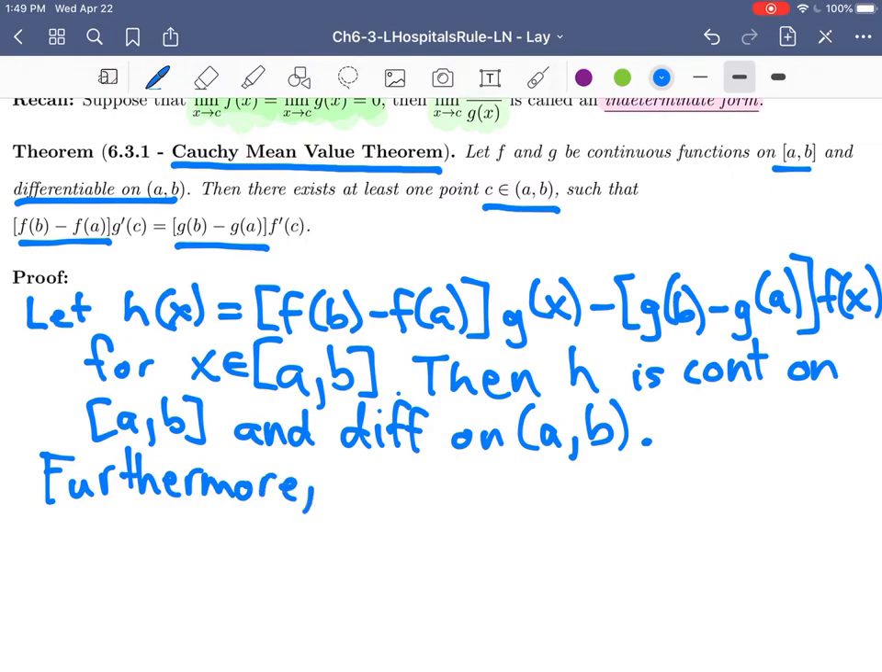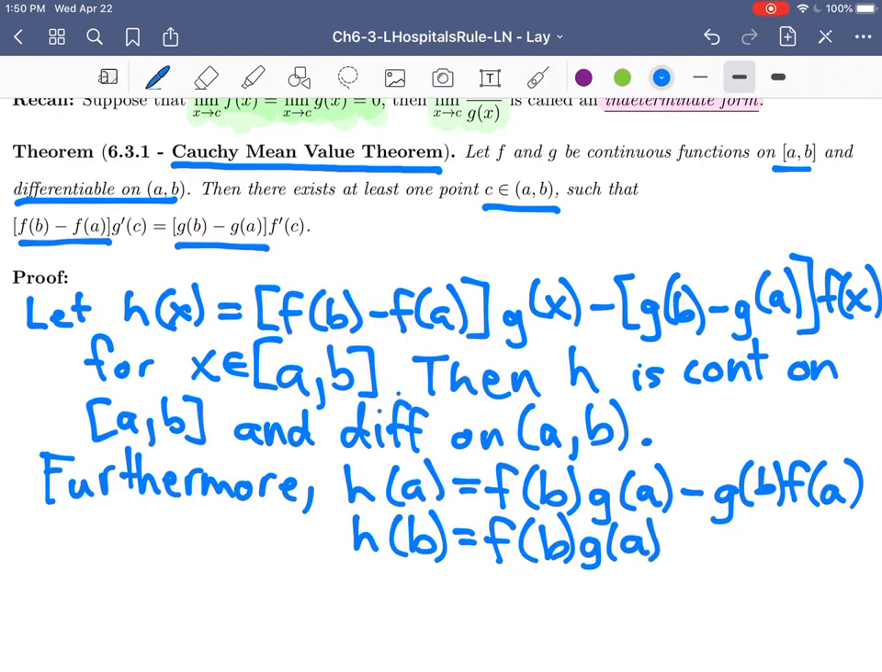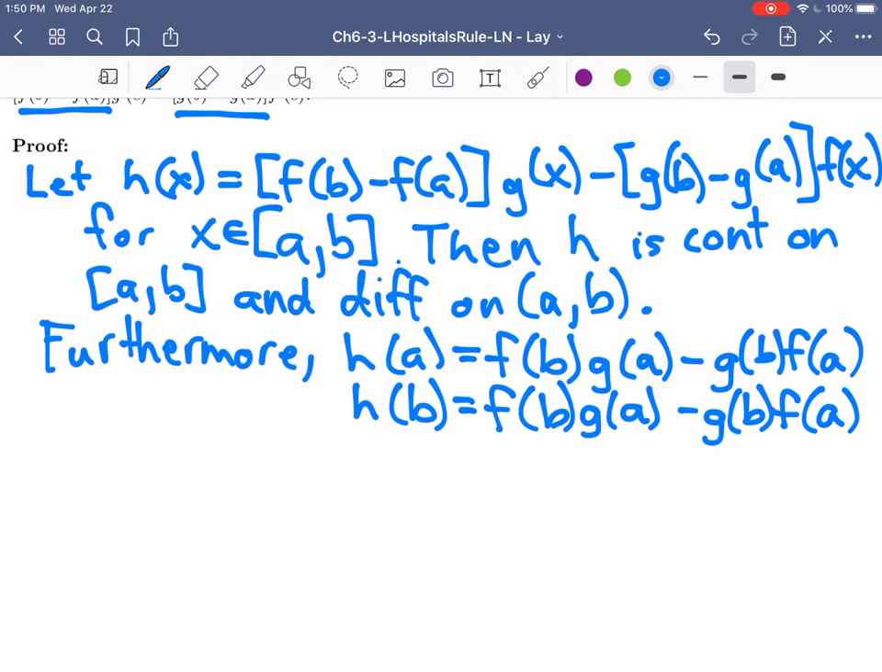Furthermore, we can observe that h of a is equal to f of b g of a minus g of b f of a. And we can also observe that h of b is exactly the same thing, f of b g of a minus g of b f of a. So those two things are exactly the same.